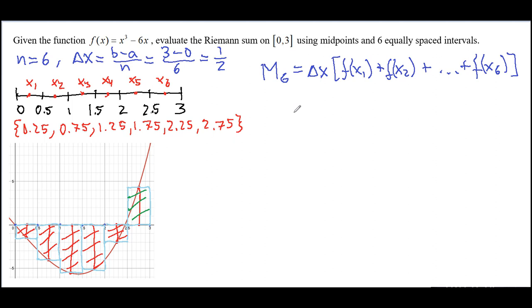And now we use the partition points to substitute. So this is the height located at 0.25 for the very first one. For the second one, the height located at 0.75. All the way to the last height that is located at 2.75.